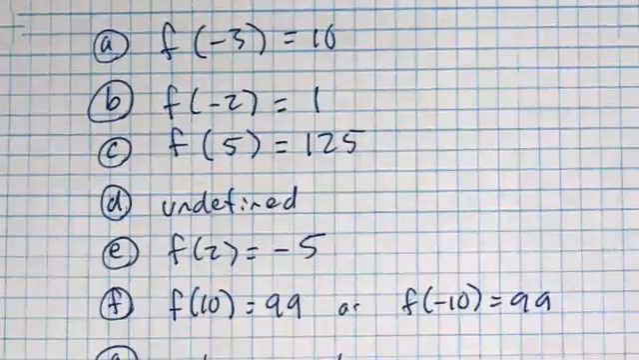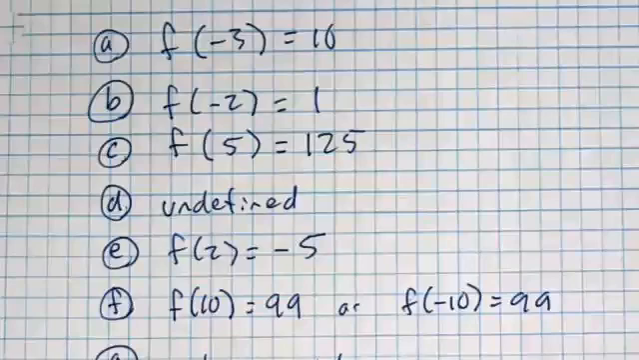For part B, did you end up writing f of negative 2 equals 1 for your final answer? By the way, that is the answer. It's not just 1. It's f of negative 2 equals 1. So make sure you're writing that whole piece. For part C, did you have f of 5 equals 125? Part D was tricky because they asked you to take a square root of a negative number, and we can't do that.